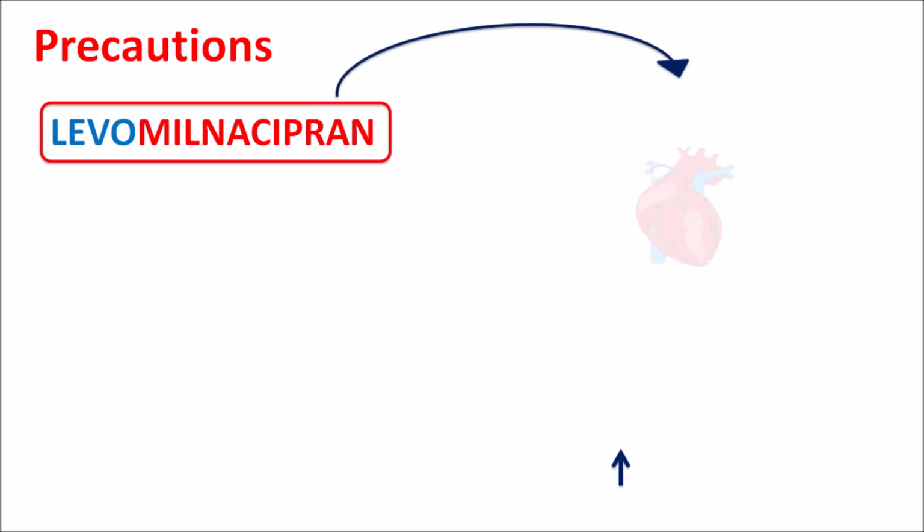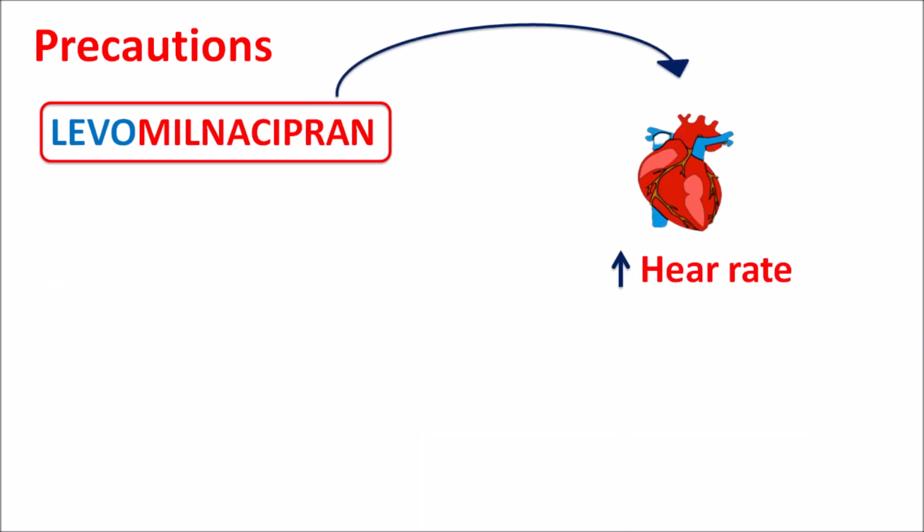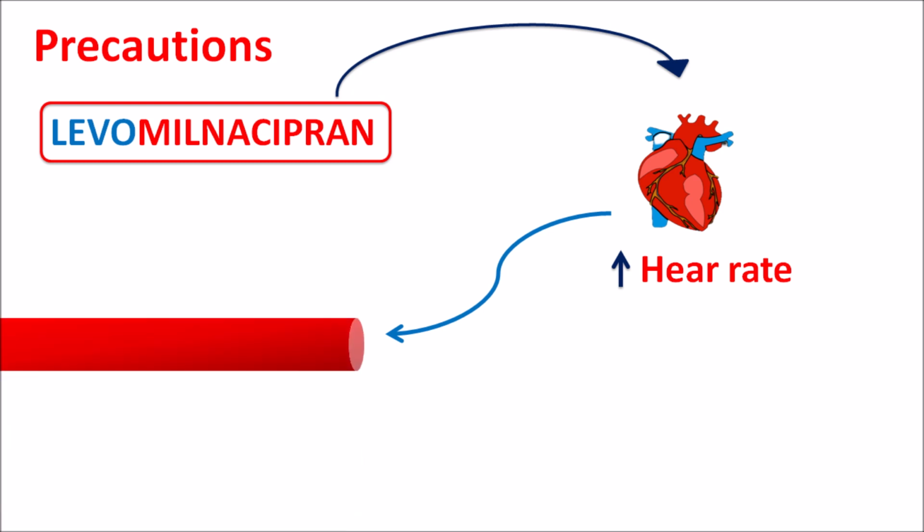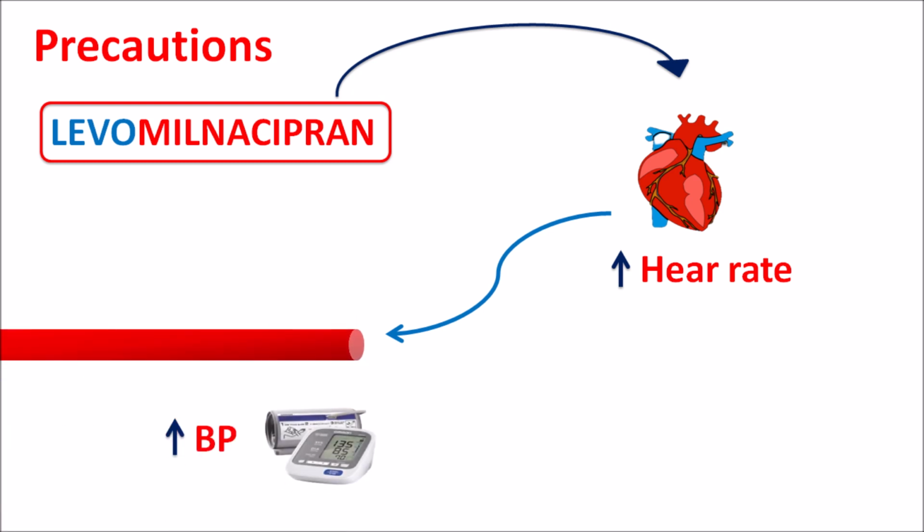Similarly, this drug can directly increase the heart rate resulting in tachycardia. This increase in the heart rate may affect the blood vessels resulting in vasoconstriction and an increase in the blood pressure. So during the use of levomilnacipran, both heart rate as well as blood pressure should be closely monitored, as this drug can increase the risk of hypertension and tachycardia.